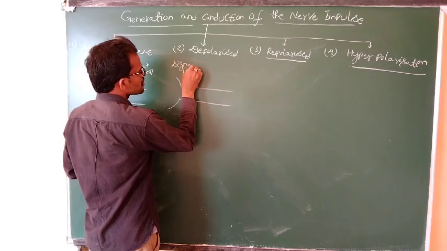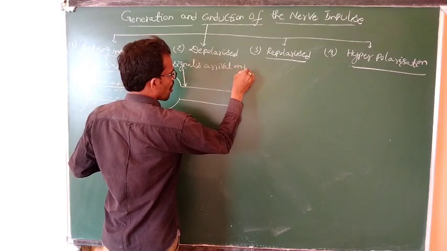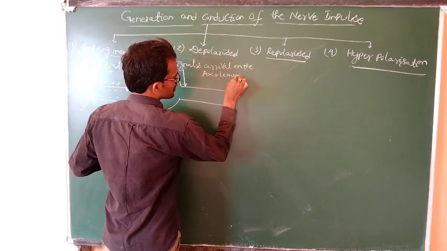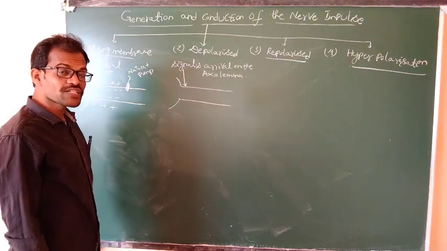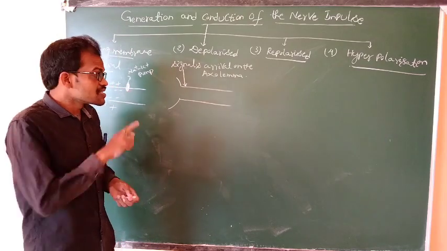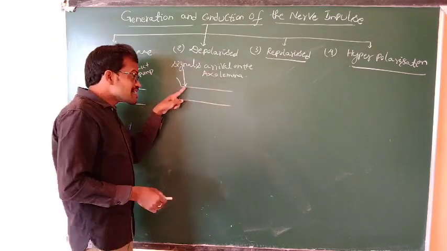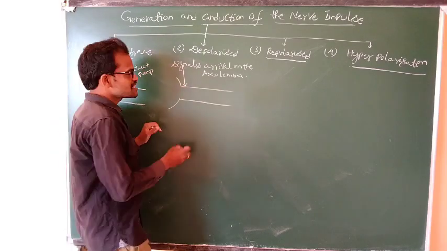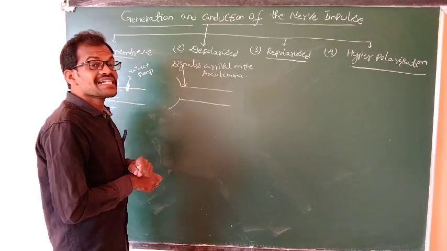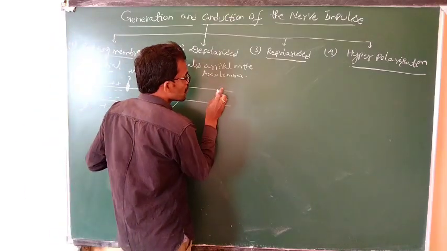Signals arrival on the axolemma. This membrane permeability changes. This polarity changes once they receive the signals. Once the axolemma receives the signals, during the depolarization condition, sodium channels are open.